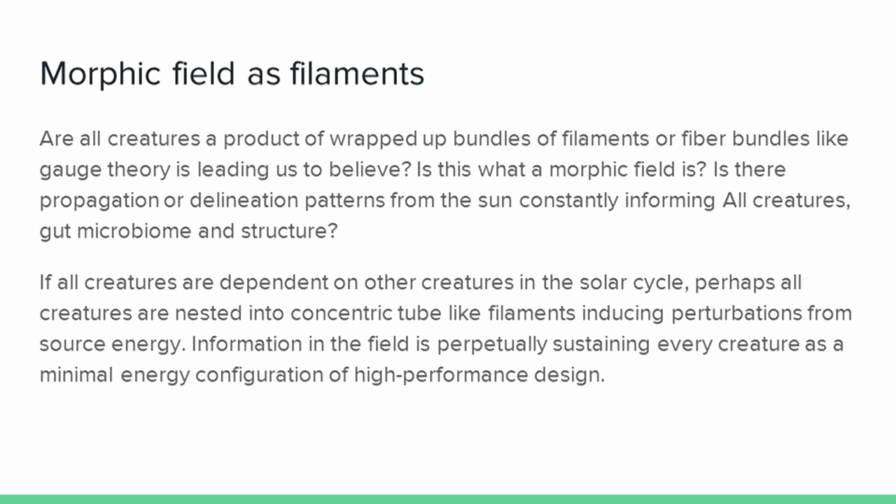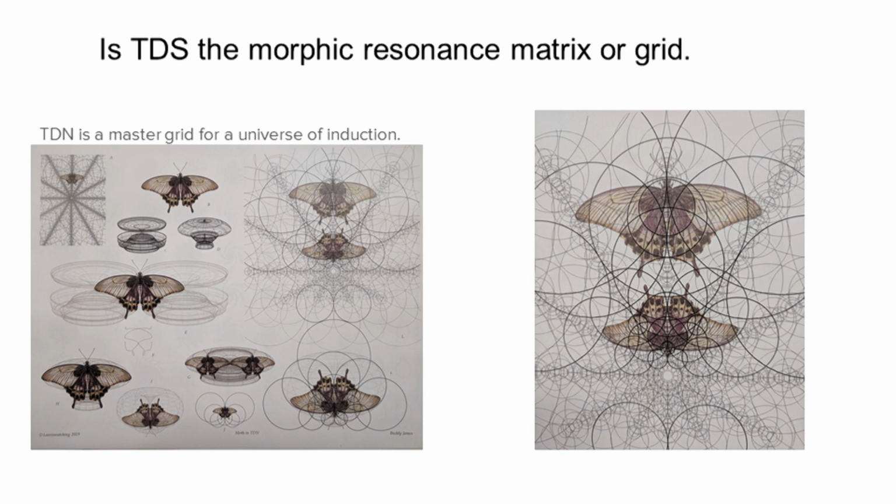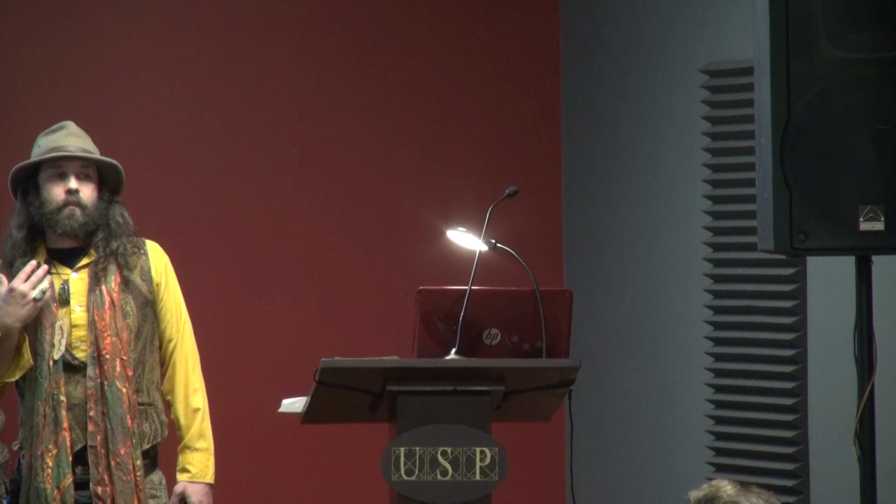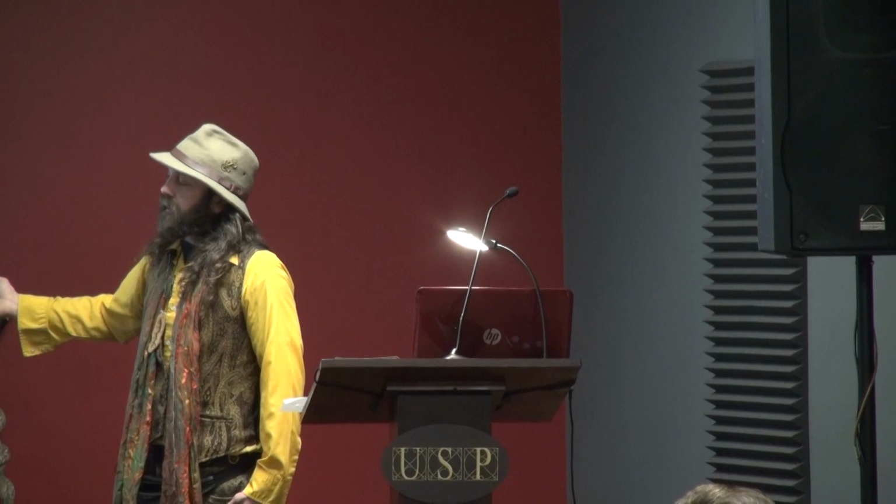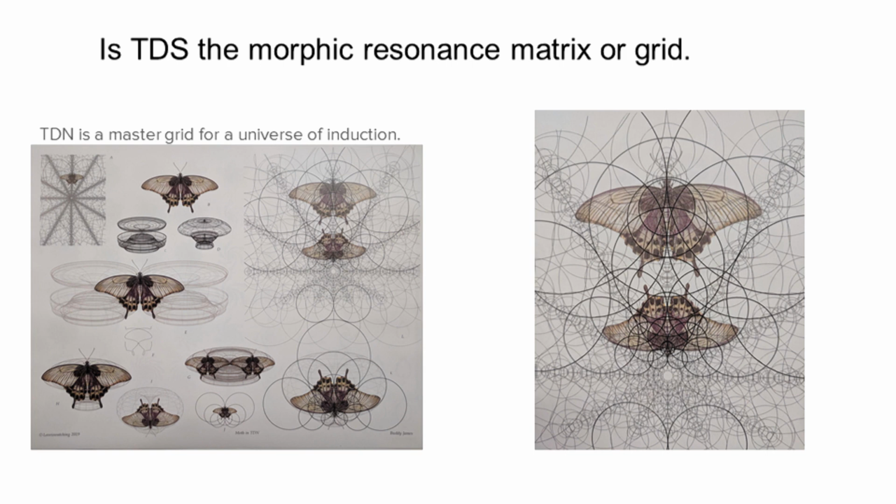The Dougherty set as the morphic resonance matrix or grid. You can see here, and you can also see in the presentation, that the forms are literally created out of the field. And every single one of the forms of all creatures, so far as me and my team and collaborators have worked, we are finding that this field is defining and creating the master grid for the universe of induction. We live in a universe of induction. Everything is induced. All forms are induced.